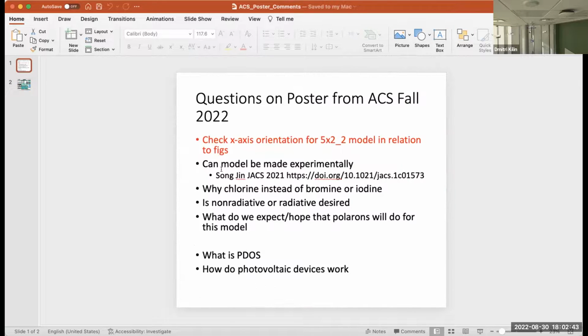But I haven't completely read this paper yet. The other thing that I was getting from a lot of people was why I was using chlorine instead of bromine or iodine. And my main response was that I am transitioning to making models with bromine and iodine. And the reason I use chlorine is very simply, that's what I was provided in the beginning.